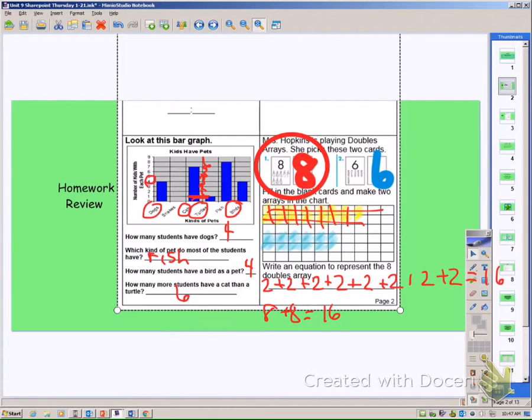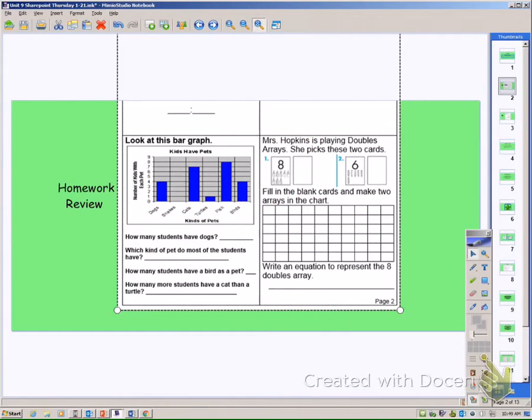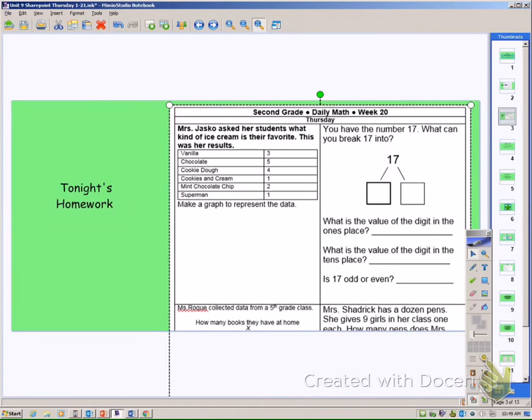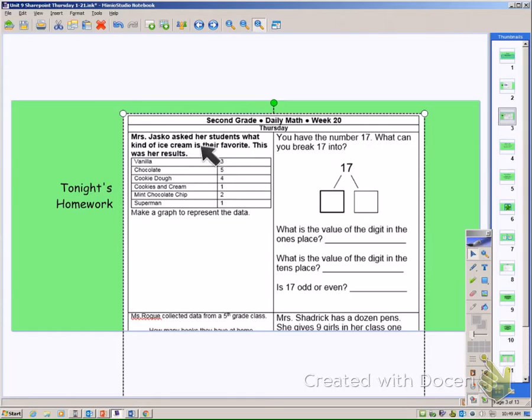Okay, now let's look at tonight's homework. So number 1 says, Mrs. Jasko asked her students what kind of ice cream was their favorite. This was her result. So you're going to make a graph, okay? So what I would do is I would make a bar graph, and you're going to set it up. This side is the numbers, and this side are the categories. So these would be the ice cream. So you can write vanilla, etc.